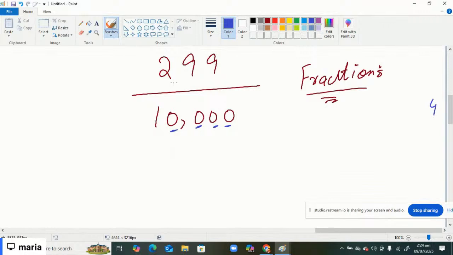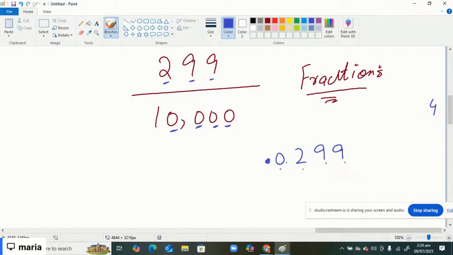Now we count the digits on the top of that number: 1, 2, and 3. So it means that 1 is left. If any number is missing here, in place of that number we put 0. Now 0, 2, 9, and 9. 1, 2, 3, and 4. Because here are the 4 zeros. So here we put 1, 2, 3, and 4.